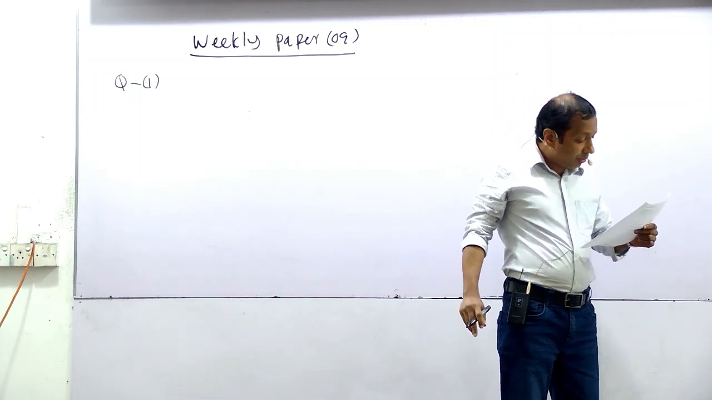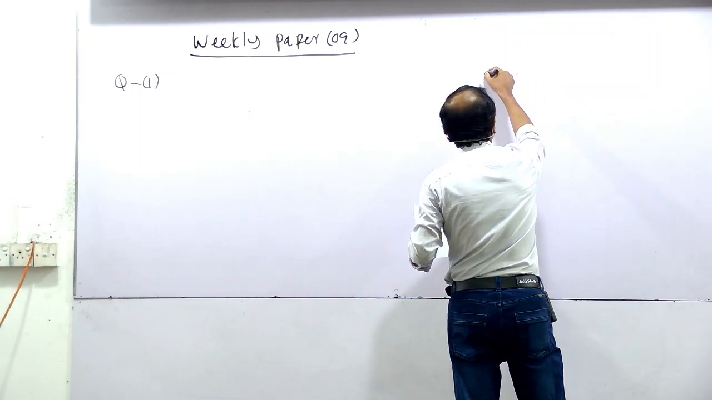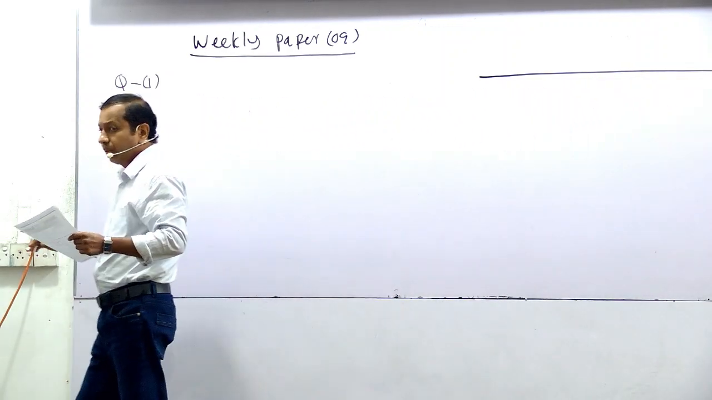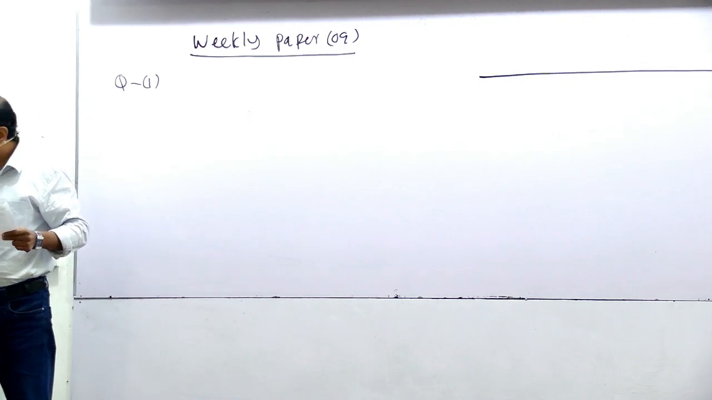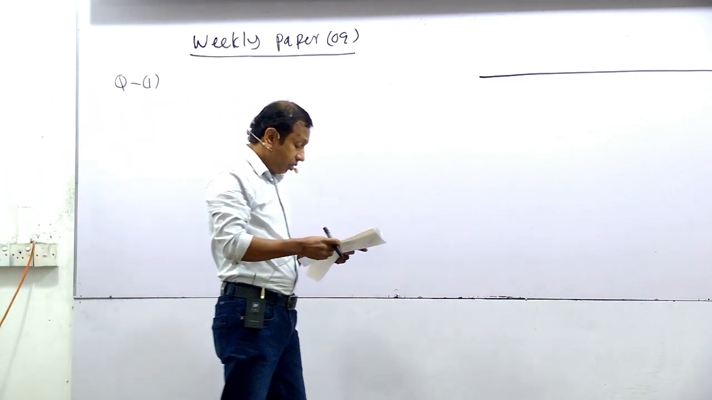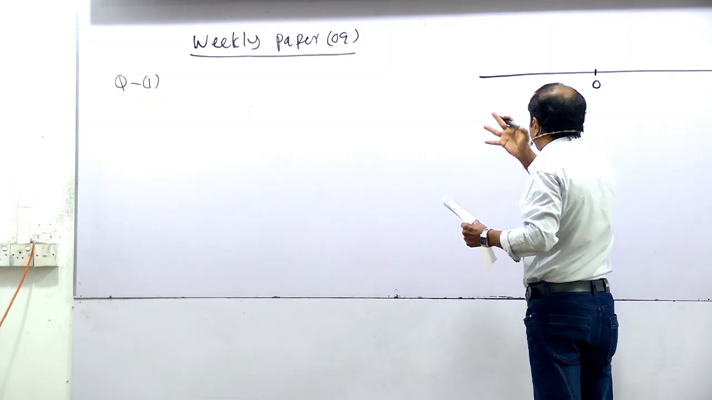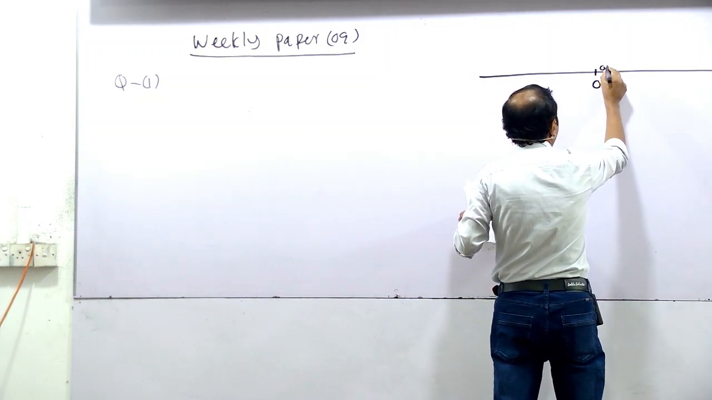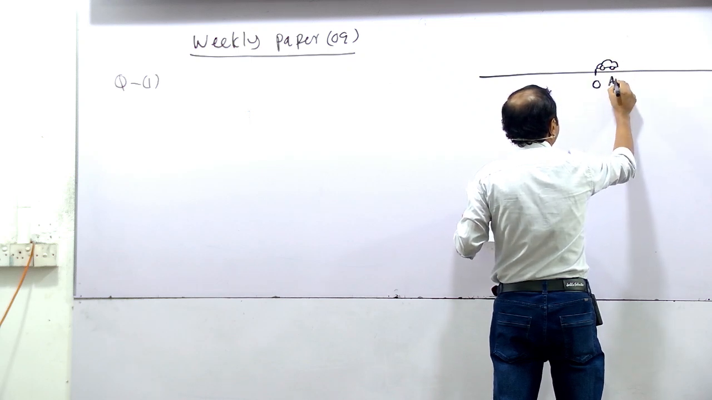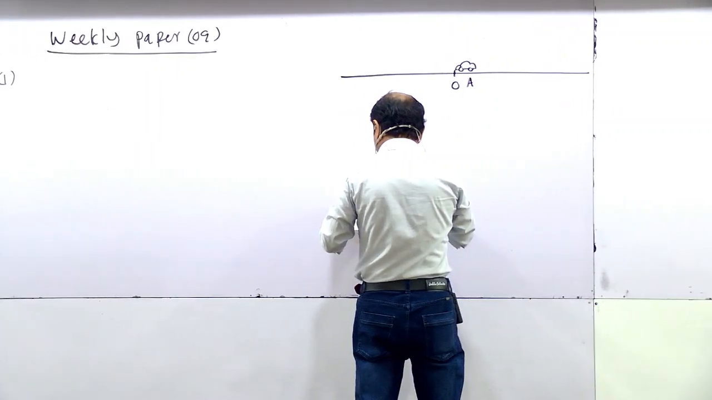There you are given two cars A and B starting from rest from a point O. Right. Two cars starting from rest from a point O here. And then car A is here, car A is here, that moves with acceleration 2f.